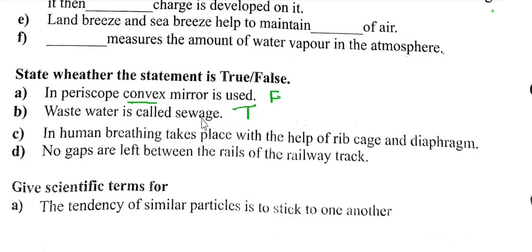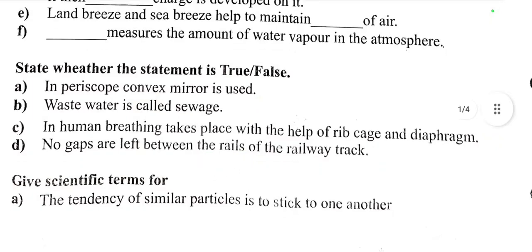Wastewater is called sewage. Correct. In human beings, breathing takes place with the help of the rib cage and diaphragm. This is a correct statement. No gaps are left between the rails of the railway track. This is false, because gaps are left so that there is room for expansion when there is hot weather, that is thermal expansion.